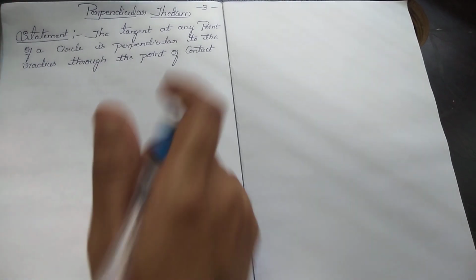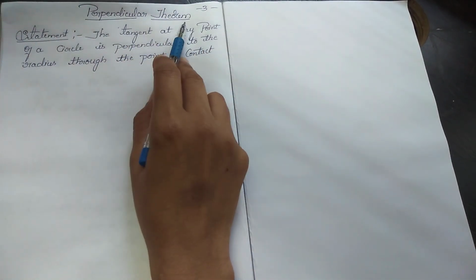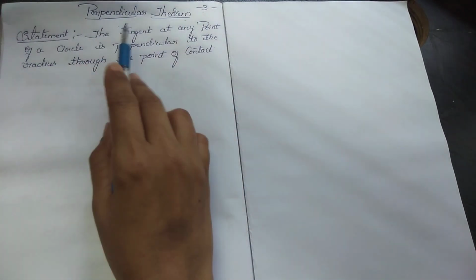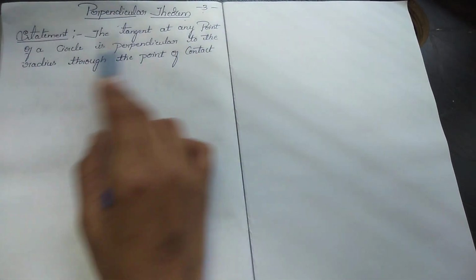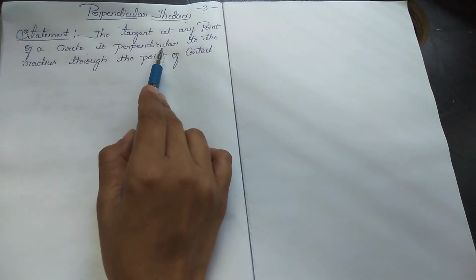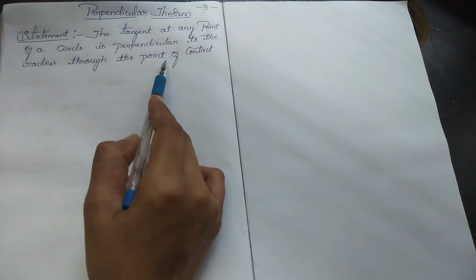Hello students, this is the perpendicular theorem which fetches 3 marks in your board exam. Statement: the tangent at any point of a circle is perpendicular to the radius through the point of contact.